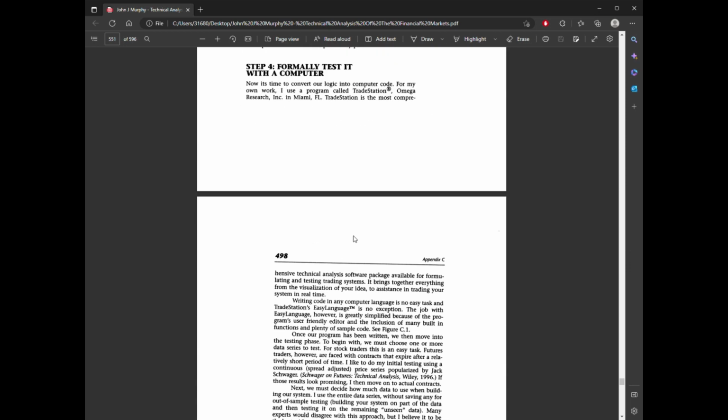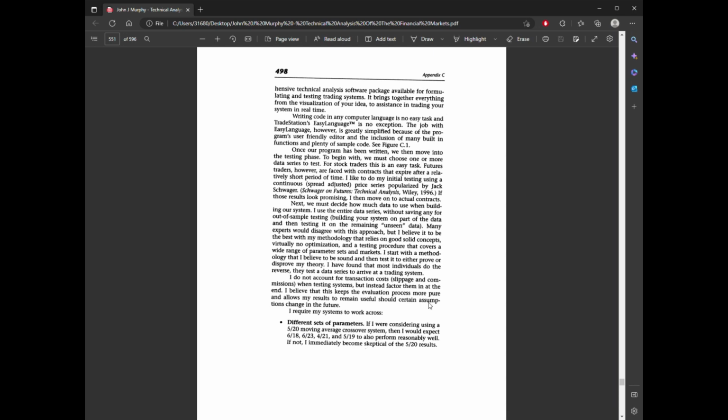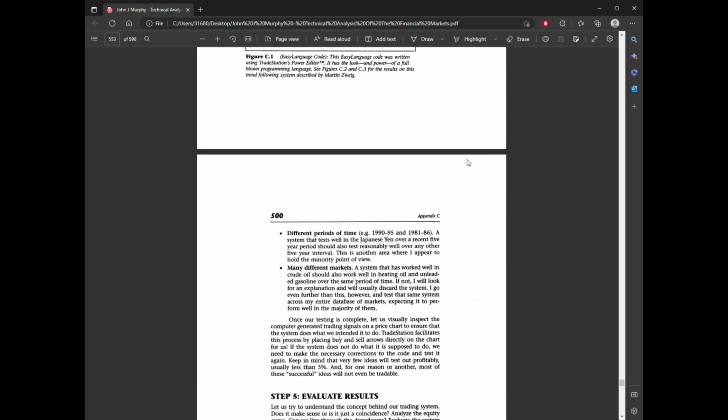This one is about the formally tested with a computer, and basically here he talks about how you should test it. So here he talks about maybe your standard form is a 50 to 20 moving average crossover, but it should work on 16 to 18 or 5 to 19 as well, right? So also check things out because it might just as well be a coincidence. You really want to filter those things out. And here he talks about his code and some EasyLanguage code, but I've never heard of it. I don't think people even use this anymore, but it's there.